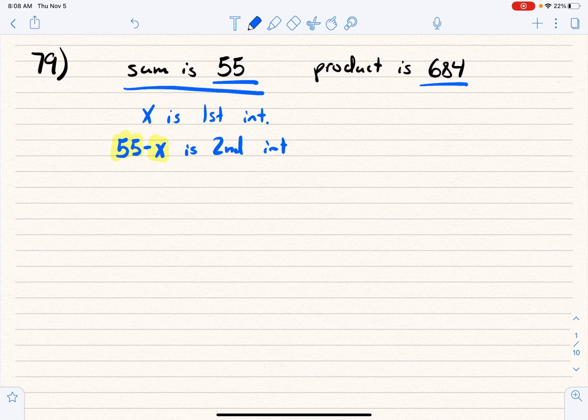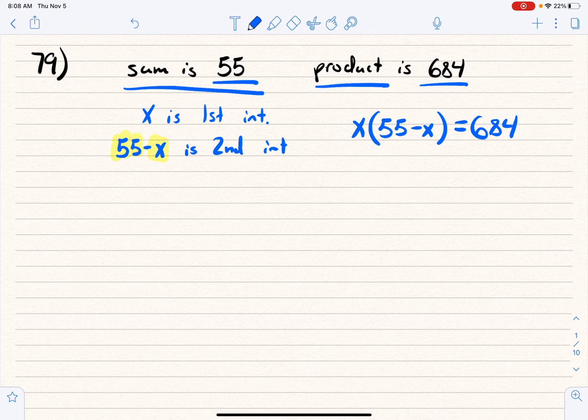And then we're told that the product is 684. So then I just have to take these two and multiply them. So it's x times (55 minus x) results in the product of 684. Now, that's it. You're done. That's the setting up of the equation. From here on out, it's a basic quadratic equation.